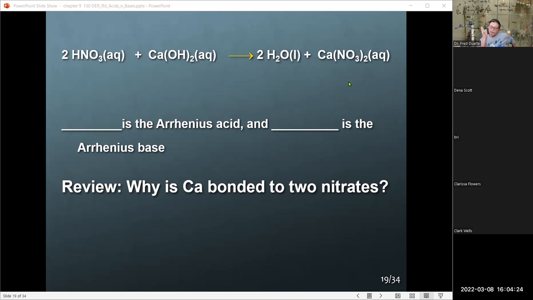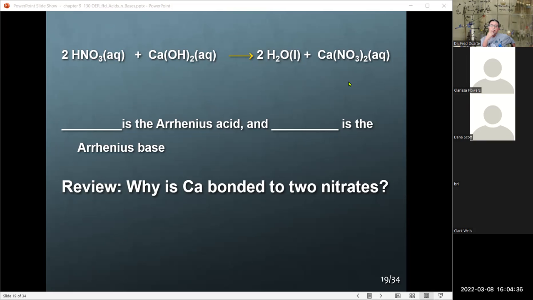Now think about the definition of an Arrhenius acid. It is anything that produces what? Acid? You got it. So which one of these two is the Arrhenius acid? Is it this one or this one? It's the calcium hydroxide. Ooh.